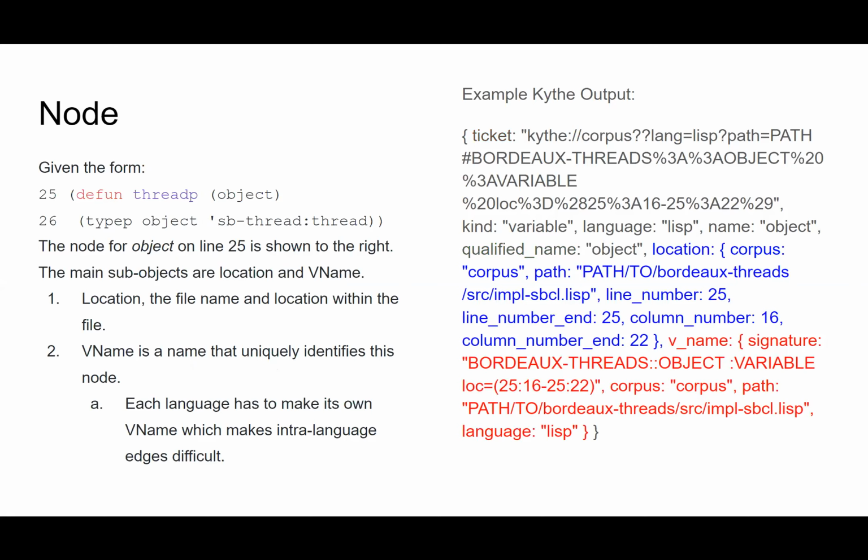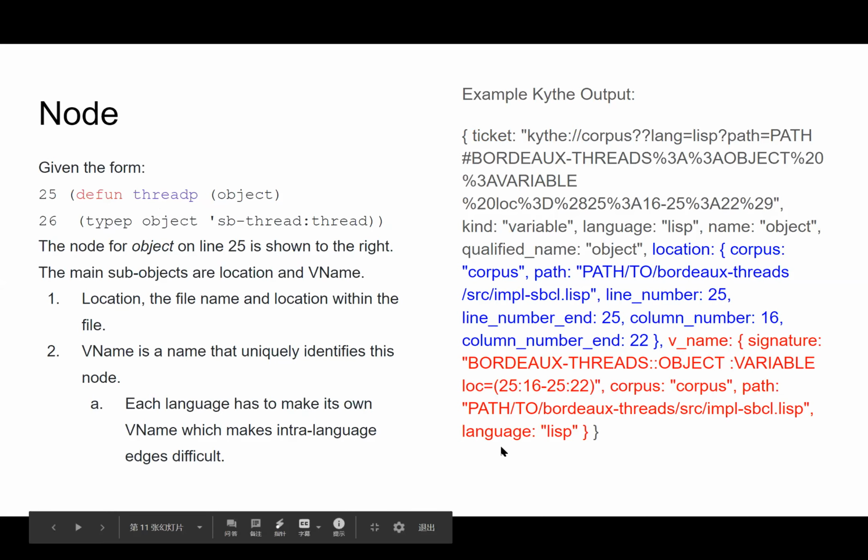Now we have the sub-object location. Location is where in the code this is. So we see the corpus, the path to Bordeaux threads, source, SB impl. The line number, here is line number 25, so that checks out. And it ends at line number 25, so that checks out. And if you actually check, you'll see it's at column number 16 and column number 22. And it has a vname with a signature, the corpus, the path, and the language. So that's supposed to uniquely identify this node.